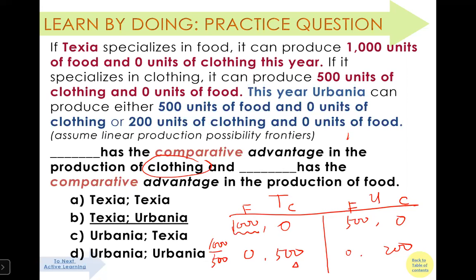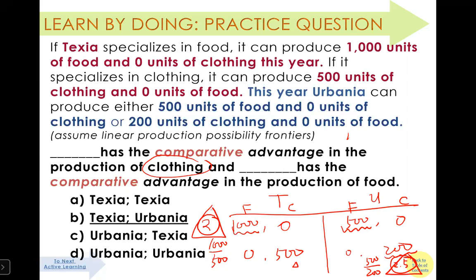So that's going to give you 2. 2 is the opportunity cost of clothing in textile. On the other hand, in order to produce 200 clothing in Urbania, they must give up 500 food. So then the opportunity cost is going to be 500 divided by 200. So that's going to give you 2.5. So hence, textile has lower opportunity cost, 2 versus 2.5 in Urbania.